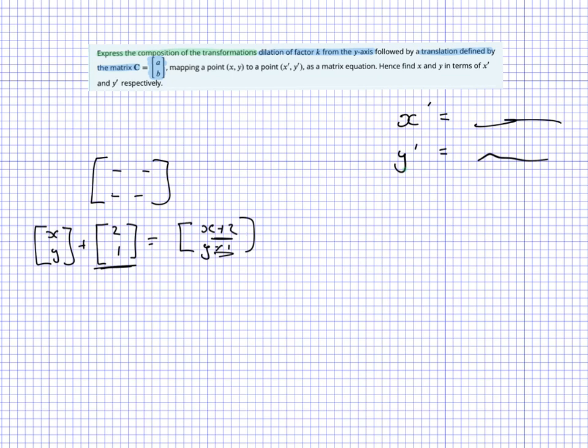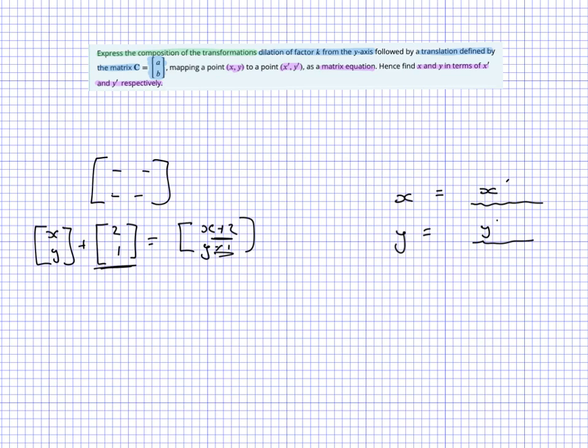All right, so it says followed by a translation matrix AB, and then it says where it maps the point xy to the point x image, y image, all right, as a matrix equation, and it says hence find x and y in terms of x image and y image. So let's go back to our initial assumption that this was going to be our answer, and we'll flip it around and say our answer wants to be x equals something with an x image in it, and y equals something with a y image in it. All right, so I'll just erase these ones because they're not going to be what our answers are.